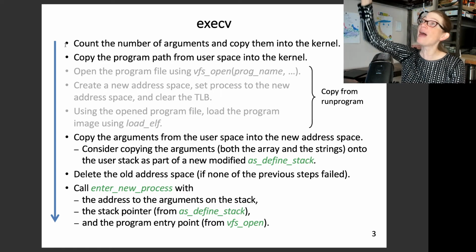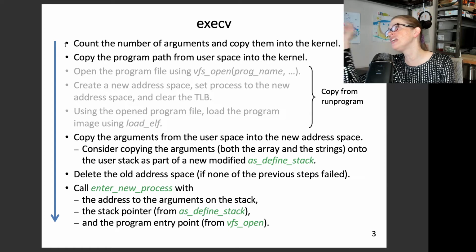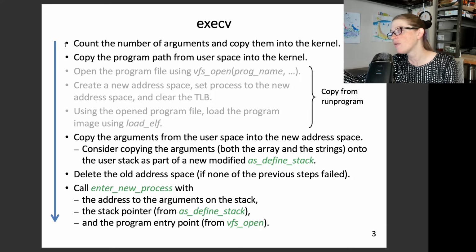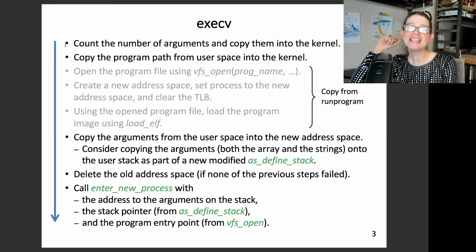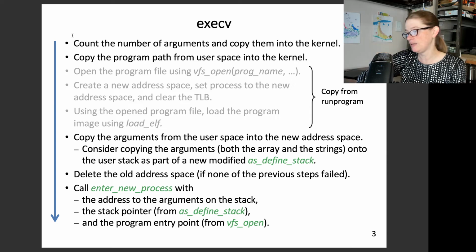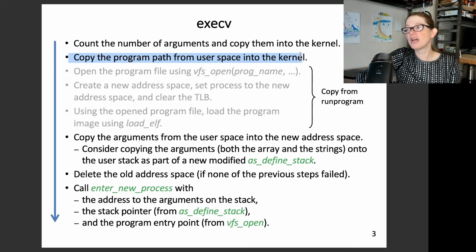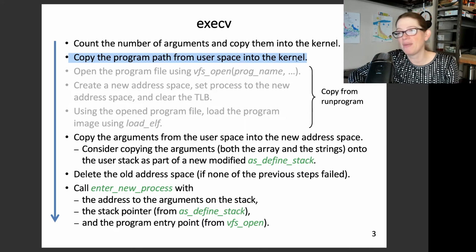And then you're going to go back through and you're going to copy each of those individual strings from that address space into the kernel. That's a tricky part. The argument stuff, I'm going to tell you, leave it till the very end. You do have to copy the program name in, though, because you need to pass it into VFS Open.